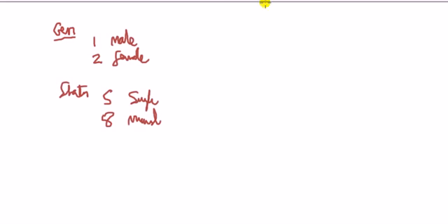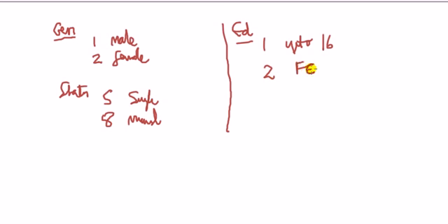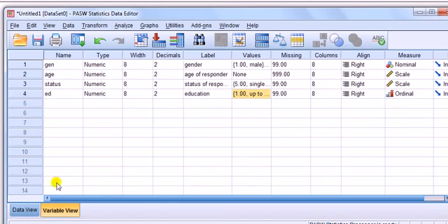Pity you're not here to kind of prompt me. Let's see. Education, 1 up to 16, 2 for further education, 3 for higher education. Okay, 1 for male, 2 for female. Then we'll go to SPSS. So I have that in front of me.